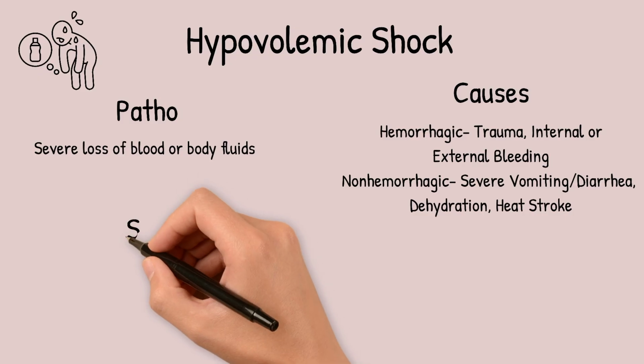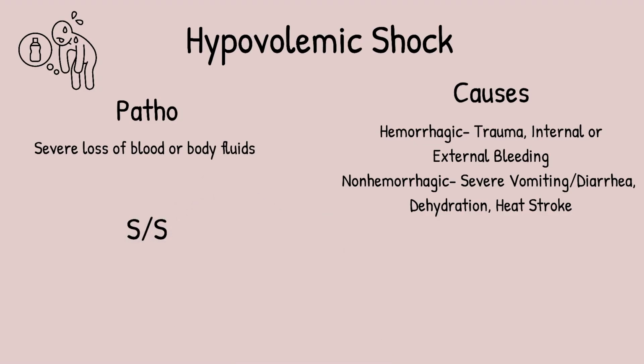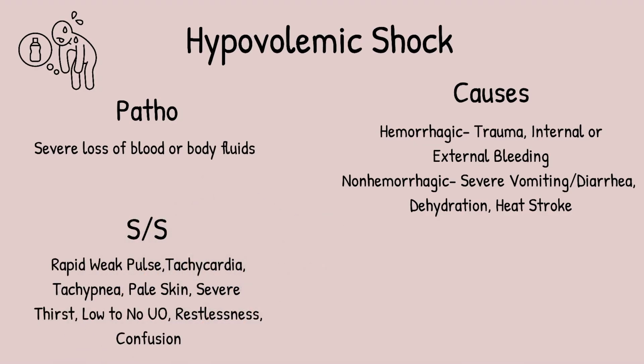So what are some signs and symptoms specific to hypovolemic shock? We have a rapid, weak pulse, tachycardia, tachypnea, pale skin, severe thirst, low to no urine output depending on which stage we're in, restlessness and confusion. And of course, we'll talk about stages later on. We're just getting through the types of shock first.